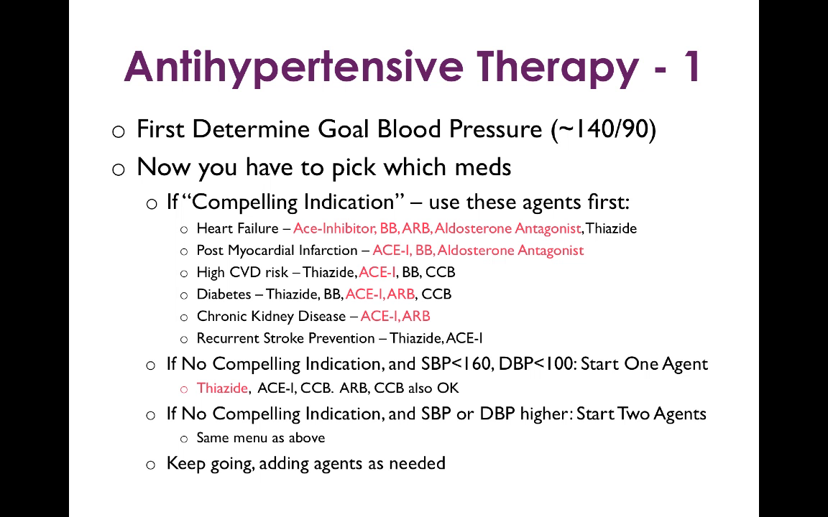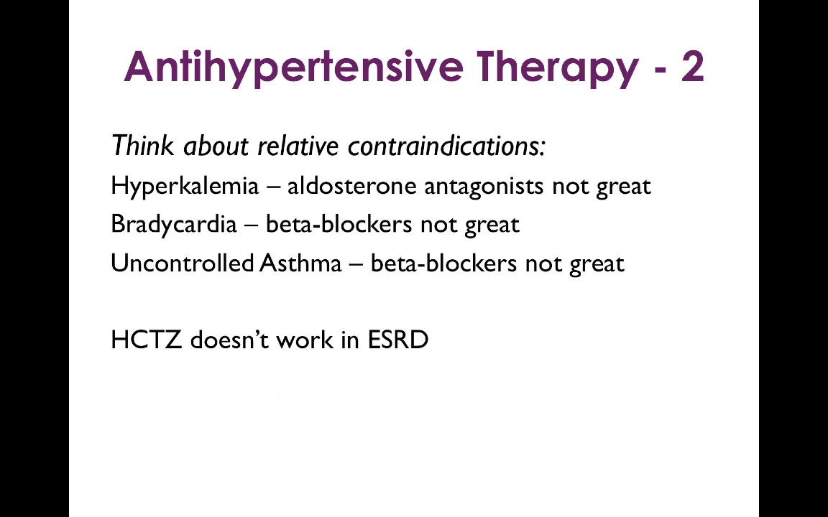Those are considered sort of third or fourth line agents. A drug, for example, like hydralazine, or a drug like clonidine, or a drug like minoxidil. They're very, very effective antihypertensives, but dosing regimens and side effects sometimes limit their use as first-line agents. So that's kind of how you pick antihypertensives, by thinking about what the compelling other indications are.